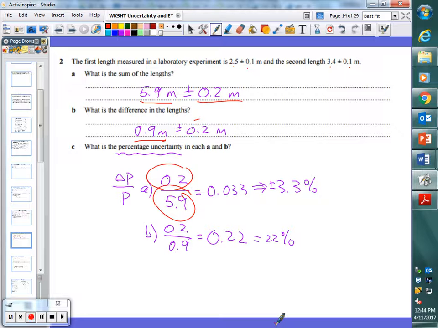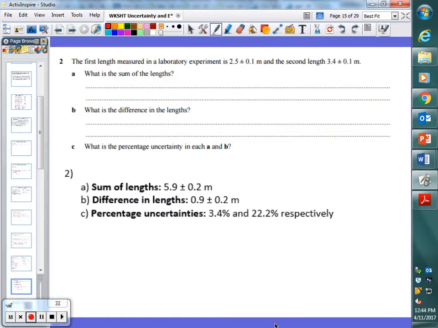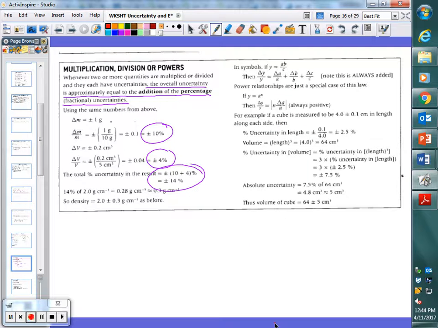That's kind of nice that both addition and subtraction use the same method to add together the uncertainties, and multiplication and division are the same thing, yeah. It's just kind of nice. Because addition and subtraction are basically the same mathematical operation, just going in opposite directions. Yes.